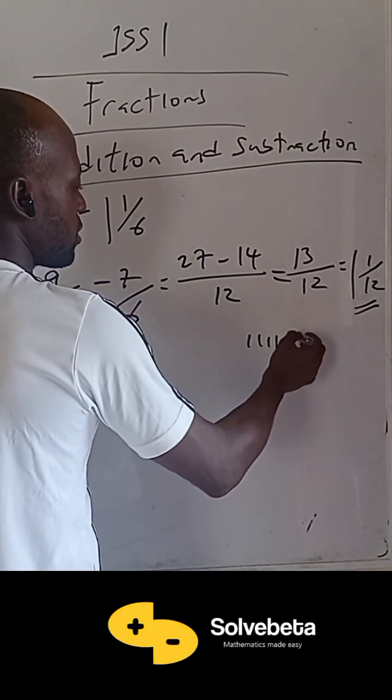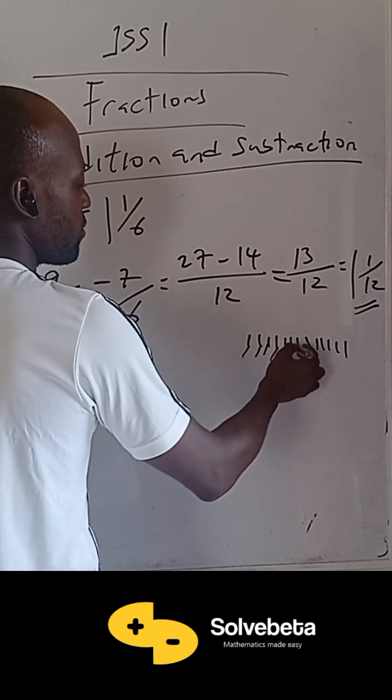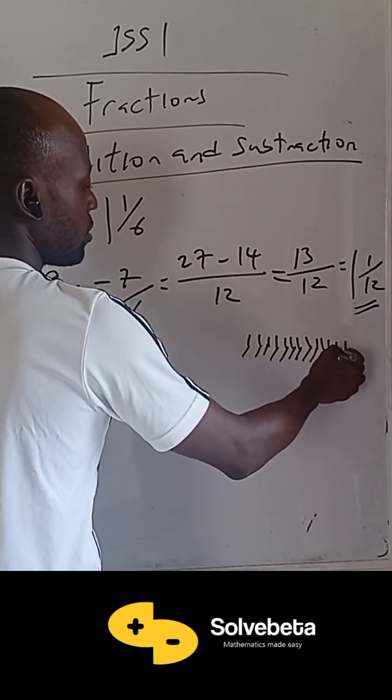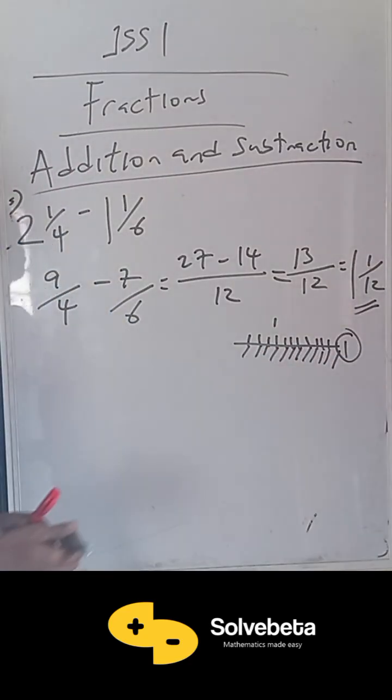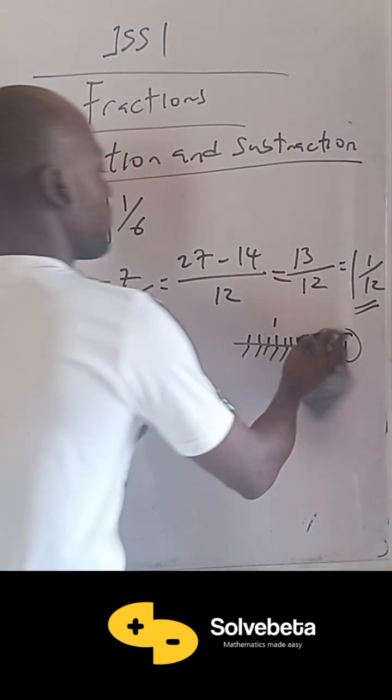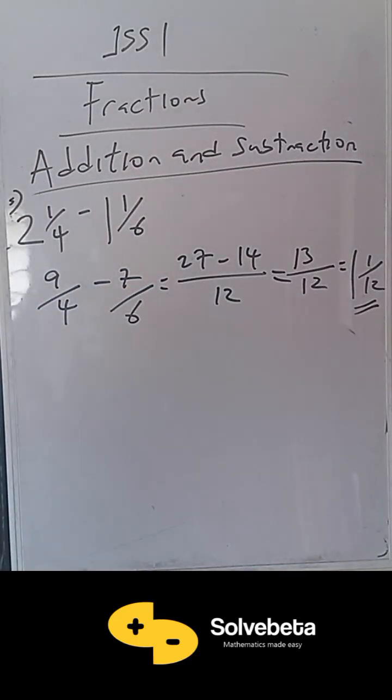1, 2, 3, 4, 5, 6, 7, 8, 9, 10, 11, 12, 13. Divided by 12, 1, 2, 3, 4, 5, 6, 7, 8, 9, 10, 11, 12. So this is 1. Remember this 1. Remember 1 over this denominator here. So that is it. So that's how to do that.